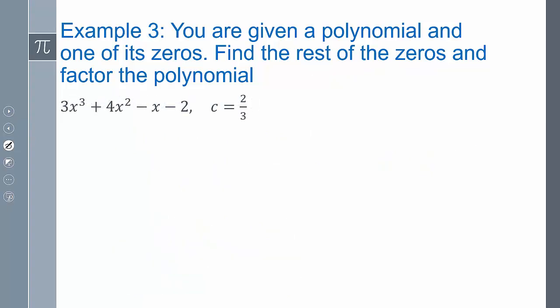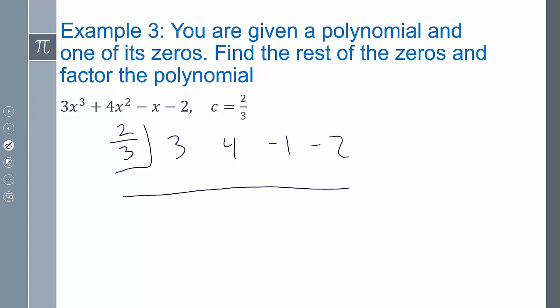Now, c could also be fractions, it could be imaginary numbers, which we're going to get to eventually. But let's look at what happens when we have a fraction. It's all the same, there's just one little extra step that we have to do. So 3, 4, negative 1, negative 2. All right, so add straight down, now multiply. Now when I multiply, the 3's cancel out, so I get 2.